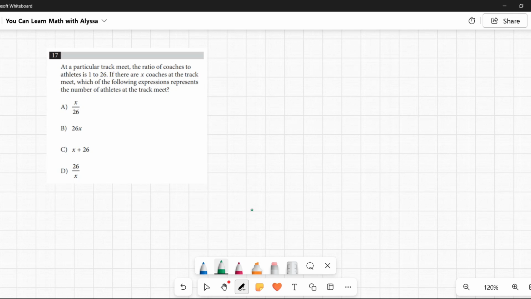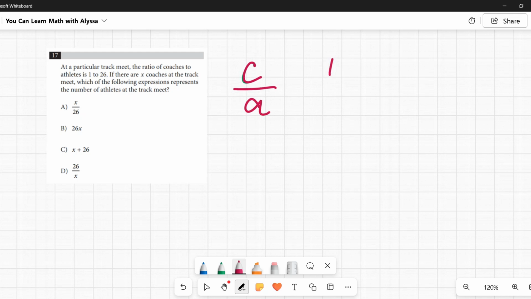17. At a particular track meet, the ratio of coaches to athletes is 1 to 26. Okay, so coaches to athletes is 1 to 26. If there are X coaches at the track, which of the following expressions represents the number of athletes? Okay, so there are X coaches, then how many athletes?